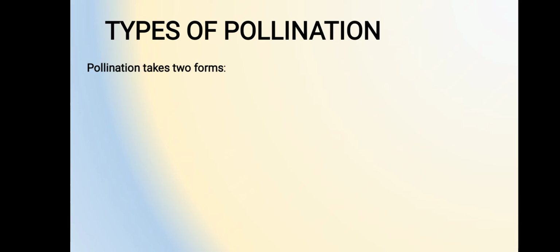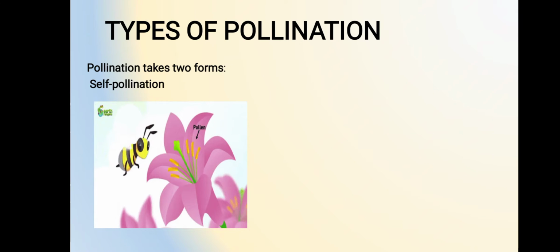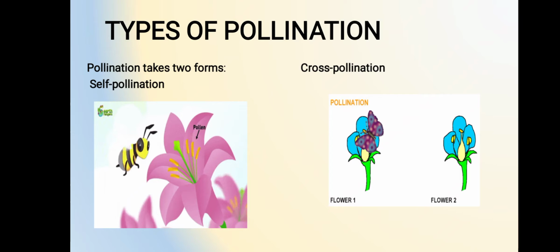Types of pollination. Pollination takes two forms. First one is self-pollination and the other one is cross-pollination. So pollinations are of two types, self-pollination and cross-pollination. We are going to learn about them in detail.